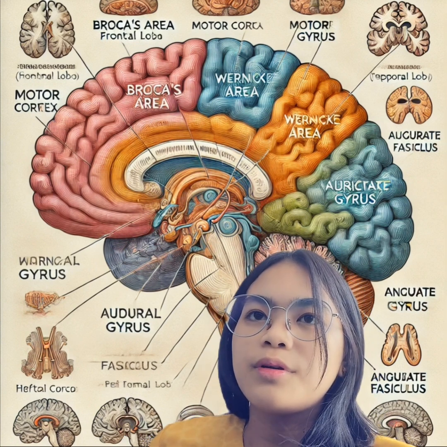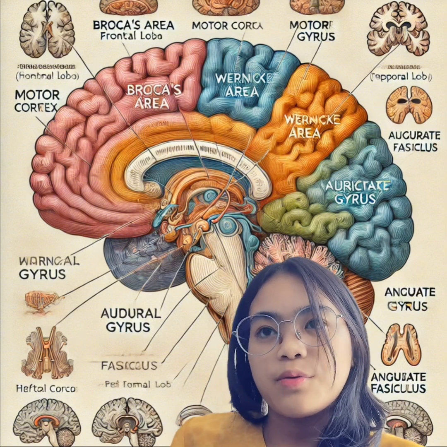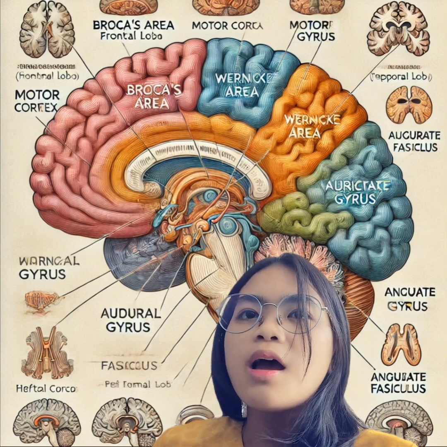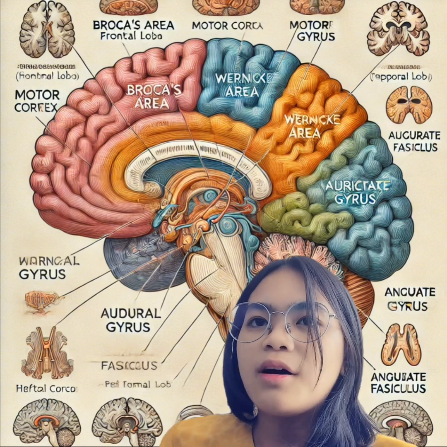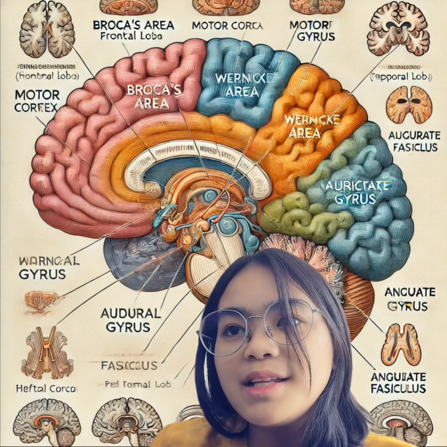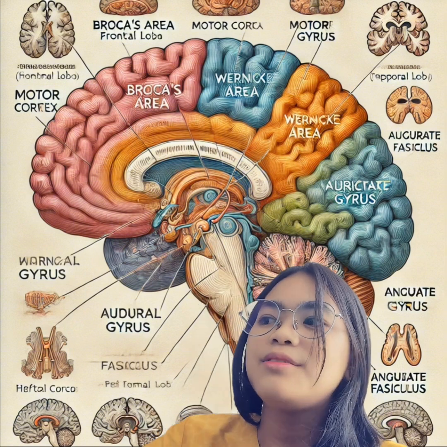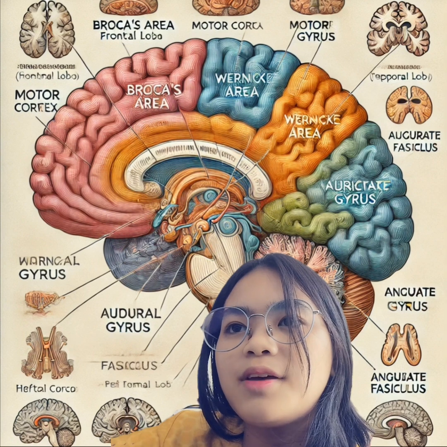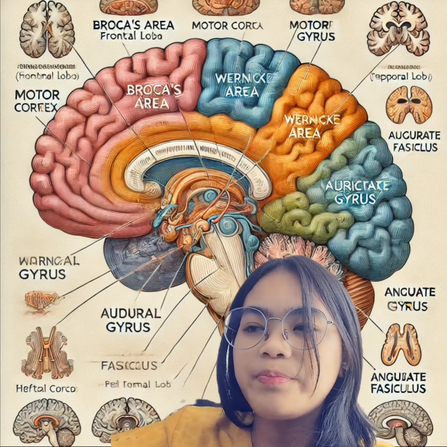For today, I will be presenting how the brain controls language and communication within brain functions. Have you ever stopped to think about how effortlessly we speak, understand, read, and write? It feels automatic, right? But in reality, our brain is working behind the scenes, activating multiple areas to make communication possible.